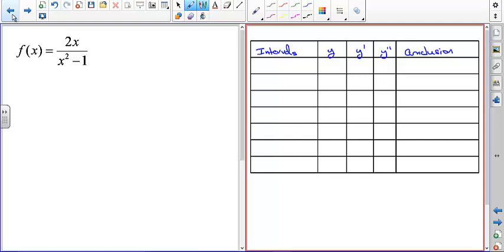Okay, before I assign the homework, we're going to go through another problem. It's another rational function problem. So we're going to populate our table at some point. So we need to take the first derivative using the quotient rule, and then we'll use the quotient rule again to find the second derivative.